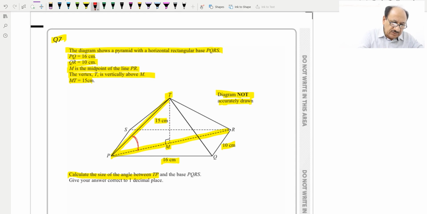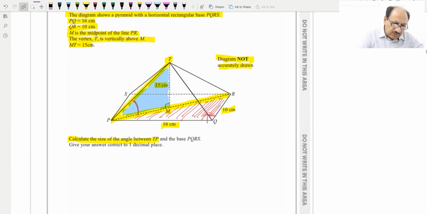We will be considering the triangle. We can consider this triangle, and in this triangle we can find the required angle between TP and base. We need to find PM, and to find PM we have to consider this triangle, which is a right angle triangle, and the triangle is PQR. So we can take triangle PQR.